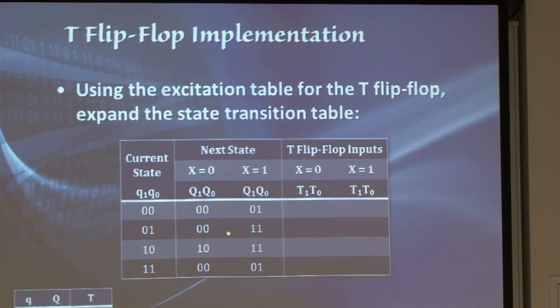Now, the same idea: we have what the current states are, we know where we want to go to, and we can use the excitation table to figure out what the T values need to be. Having said that, you don't really need an excitation table for a T flip-flop. All you need to think about is, my current state is this. Is the next state the same or inverted? Because it can be one of two things. If it's the same, my T should be 0. If it's inverted, my T should be 1.